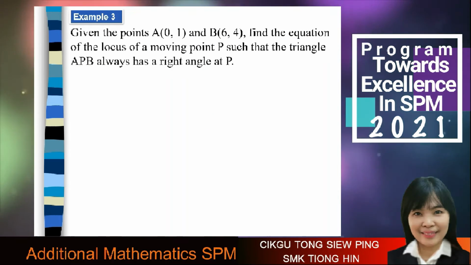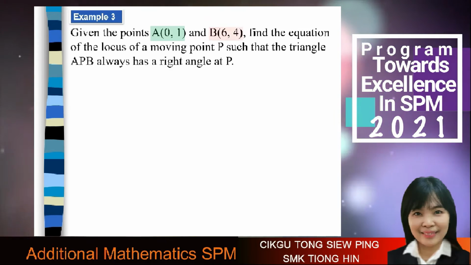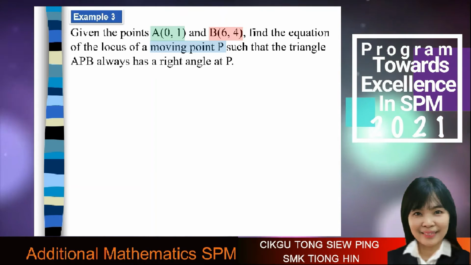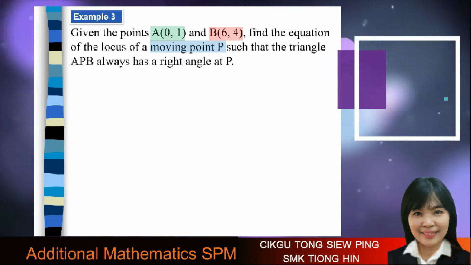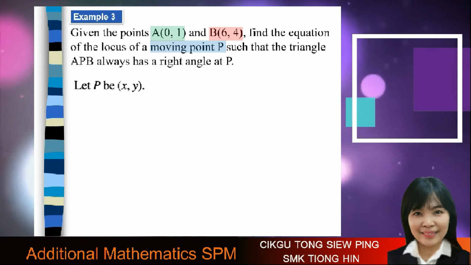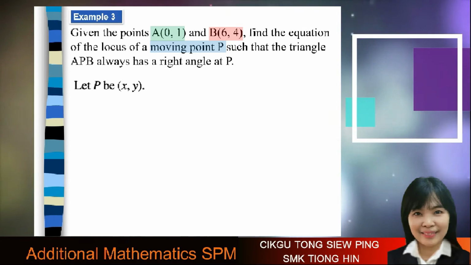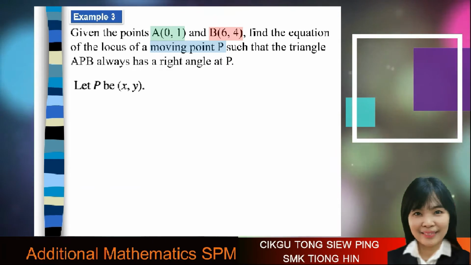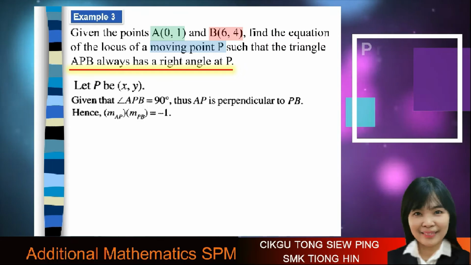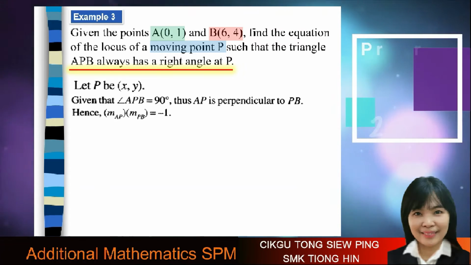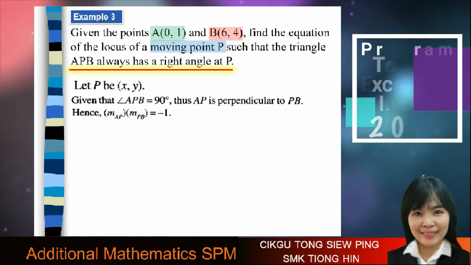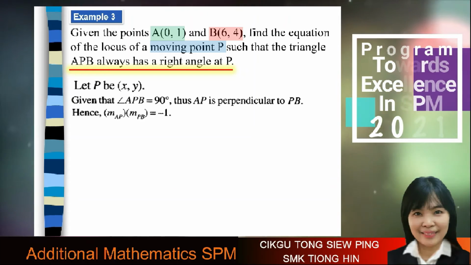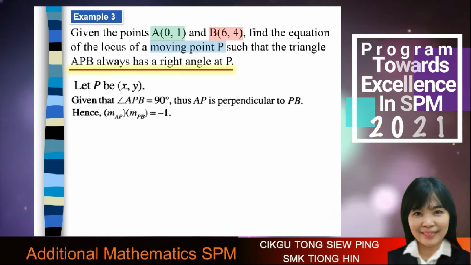Next example. Given the points A and B, find the equation of the locus of a moving point P such that the triangle APB always has a right angle at P. So we know that P is a moving point, so we let P be (x, y). And triangle APB always has a right angle at P. Therefore, AP is perpendicular to PB. Hence, the gradient of AP multiplied by the gradient of PB is equal to negative 1.